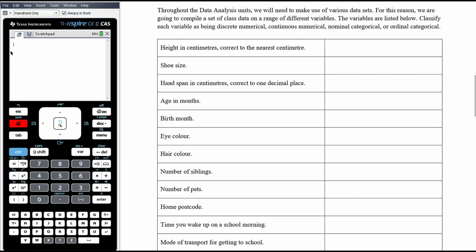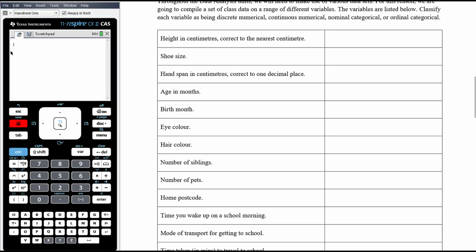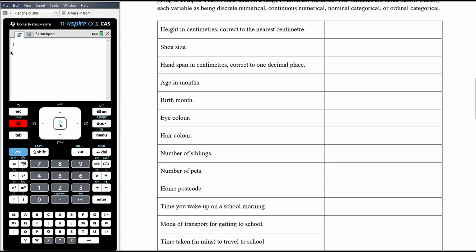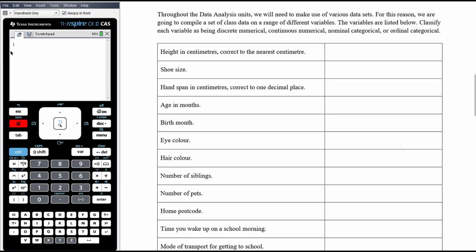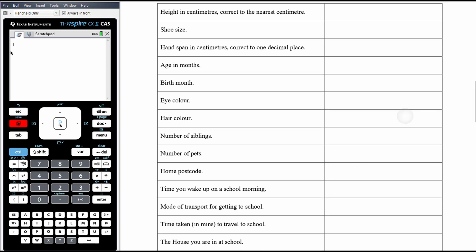Okay, so below, sorry, I can ignore that header, I should have edited that. Here we've got a whole list of data variables. Let's classify them as being discrete numerical, continuous numerical, categorical ordinal, or categorical nominal.